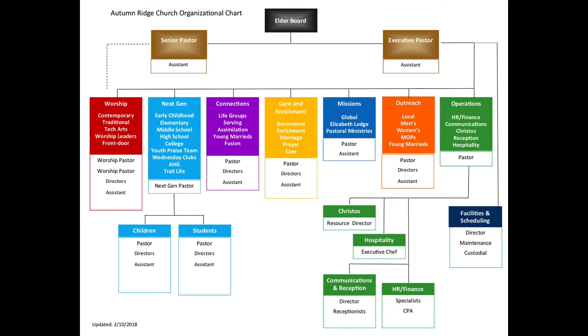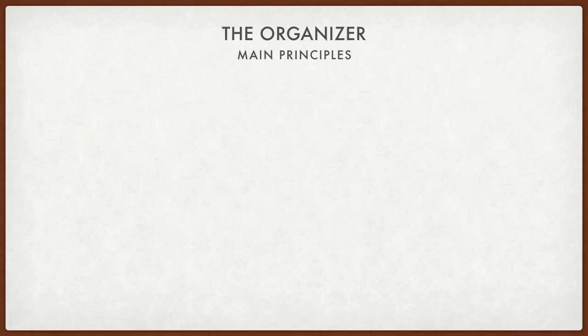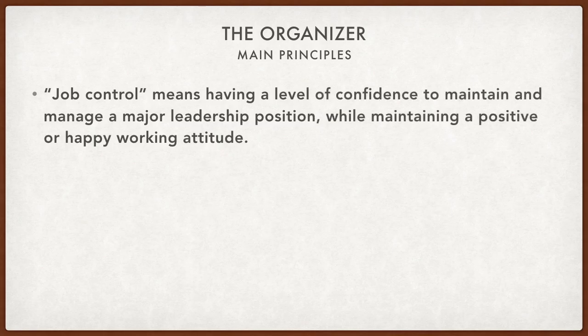Now, I wanted you to see that because that's not the way every church org chart is set up, but a lot of times when an elder board is involved, this is what the chart will look like. So I wanted to give you an example of that one. Now, as we continue on, we're looking at some main principles again. Job control means having a level of confidence to maintain and manage a major leadership position while maintaining a positive or happy working attitude. So job control, as defined in our textbook, is very unique.